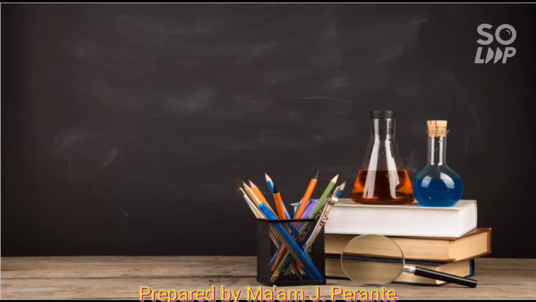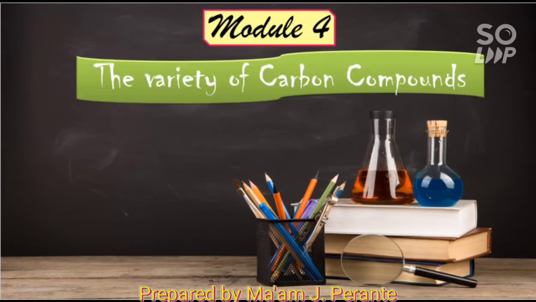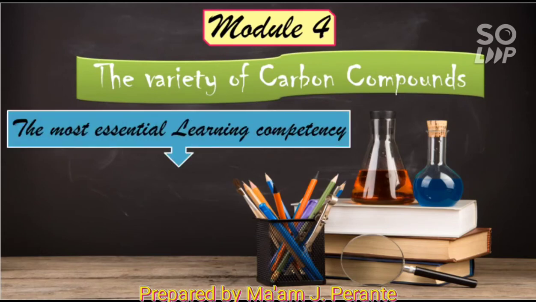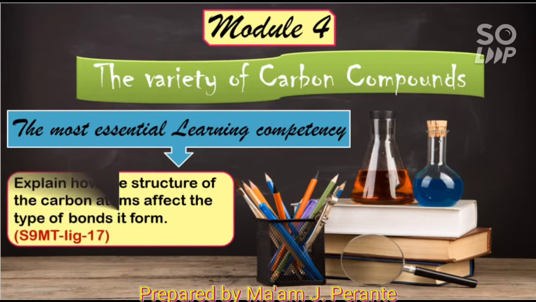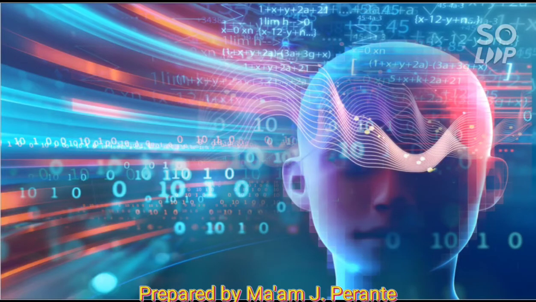For today, we are going to have our Module 4, which is entitled The Variety of Carbon Compounds. The most essential learning competency is to explain how the structure of the carbon atoms affect the type of bonds it forms. And the expectations are the following.